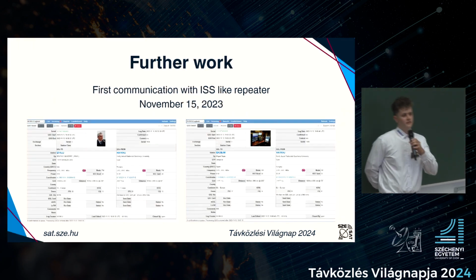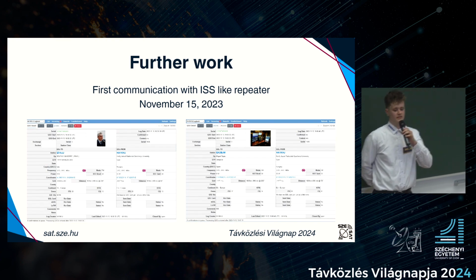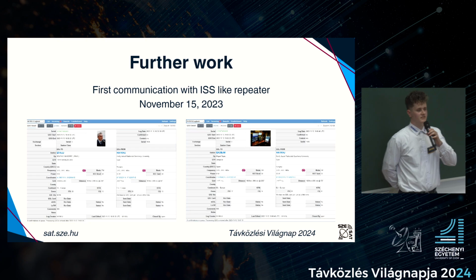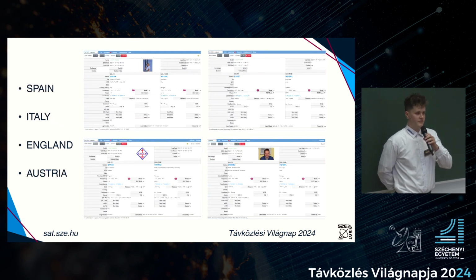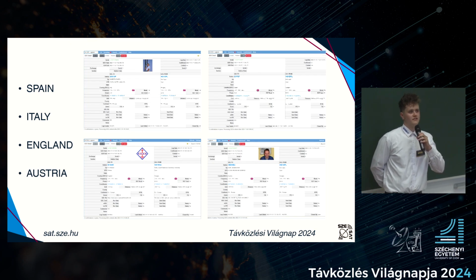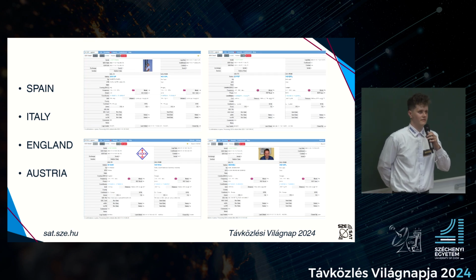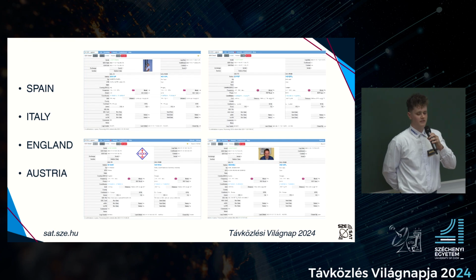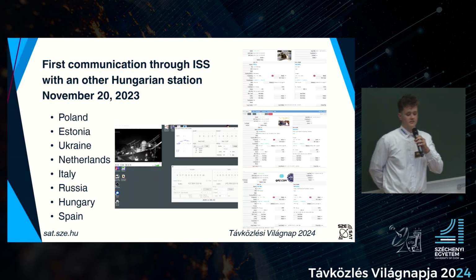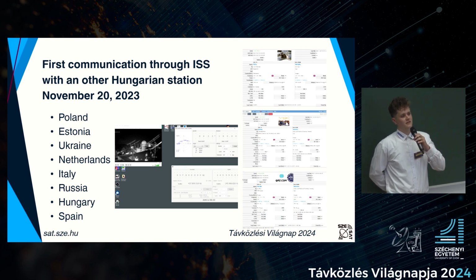With the connections, we had the first one on November 15, 2023, with an Italian Earth station and also a Spanish one. We have made connections with England and with Austria too, and we haven't noted the other ones since we were making further contacts. And we had our first communication through the ISS with another Hungarian Earth station on November 20th.